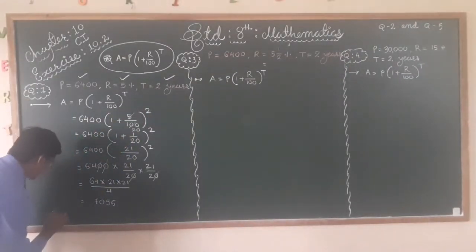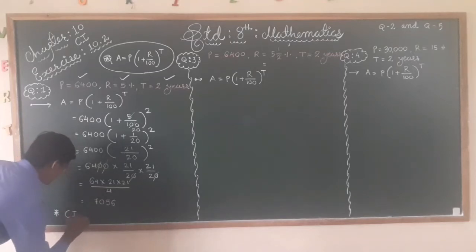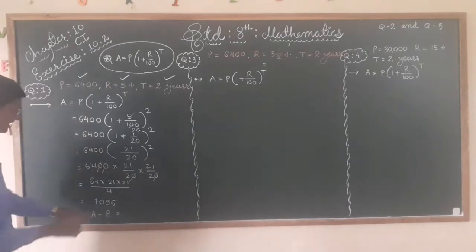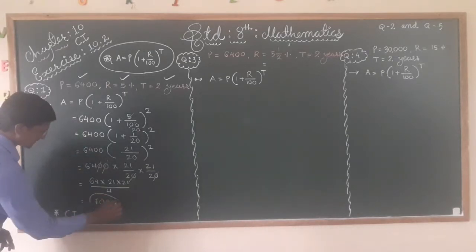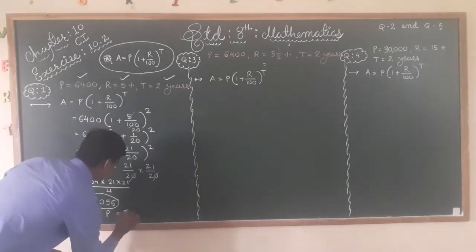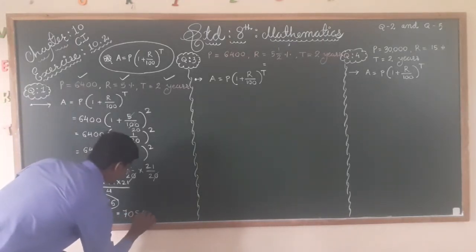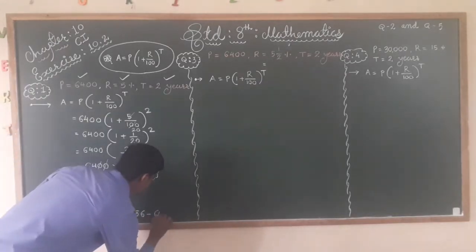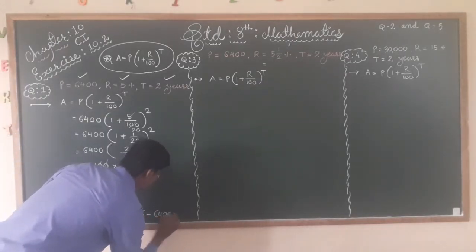So compound interest formula, CI is equal to A minus P. So A, this is the value 7,056, that is our amount. So amount is 7,056 minus principal 6,400. If you subtract 7,056 minus 6,400, you will get the answer.